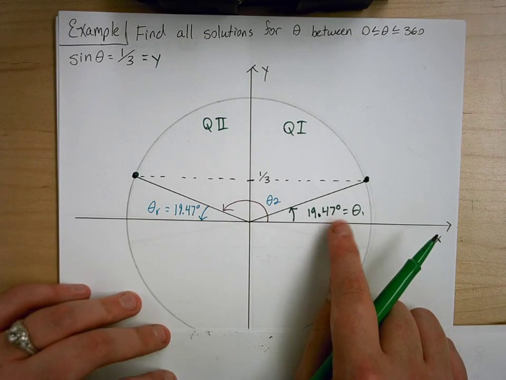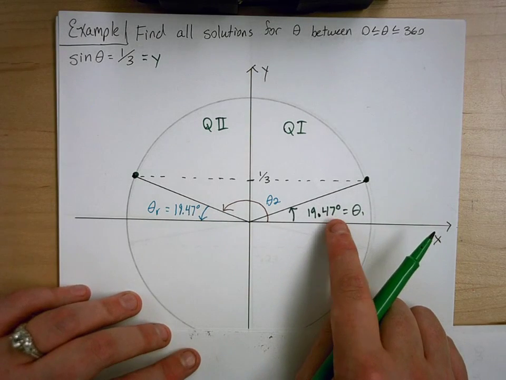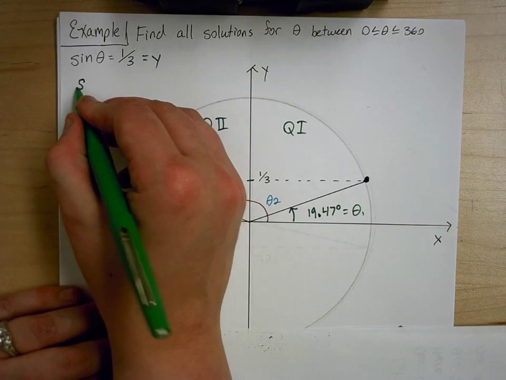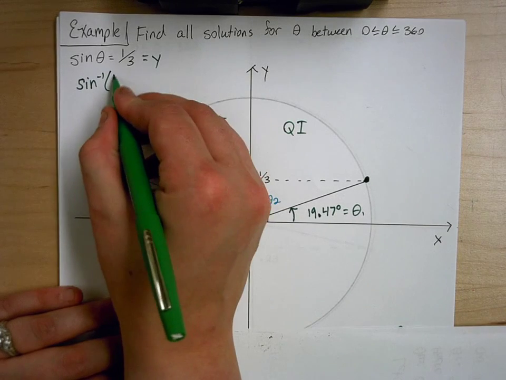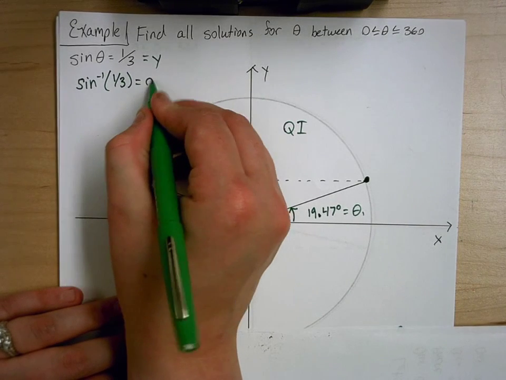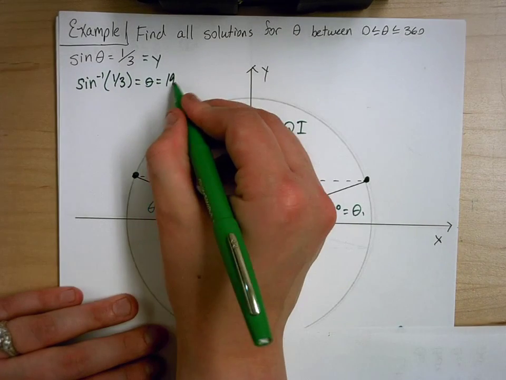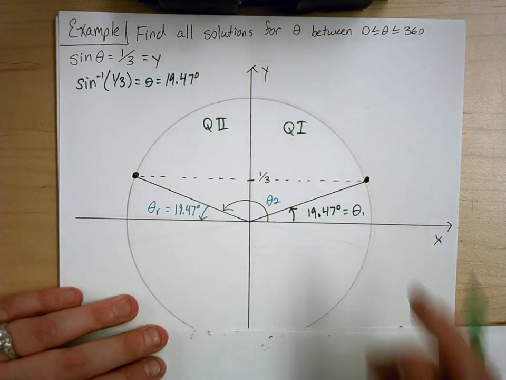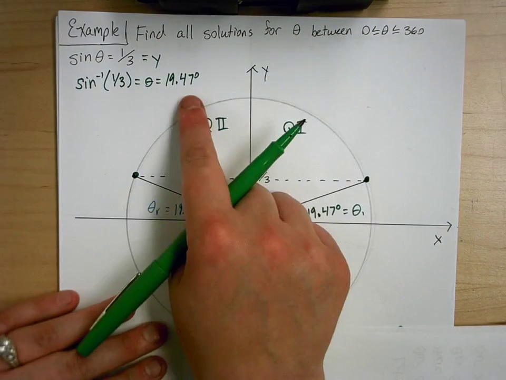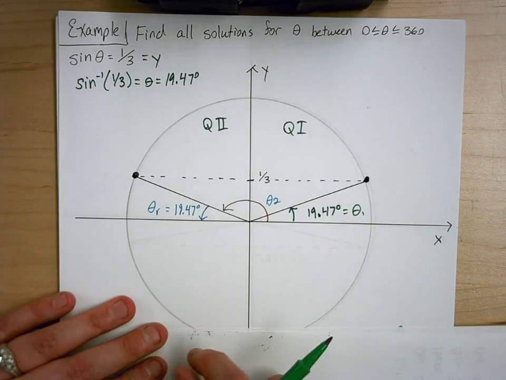Since the answer that we get when we plug into our calculator, right? So if we plug in sine inverse of 1/3 into our calculator to get theta, we're going to get 19.47 degrees. Right? If you don't get this answer, go ahead and make sure that you're in degree mode and not radian.